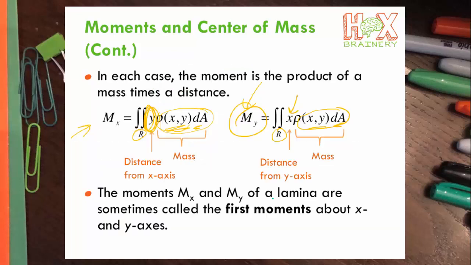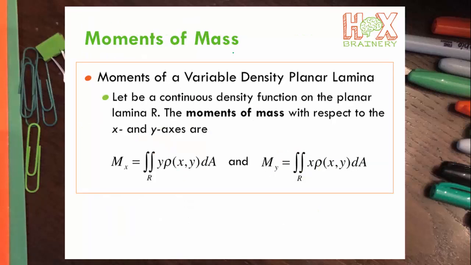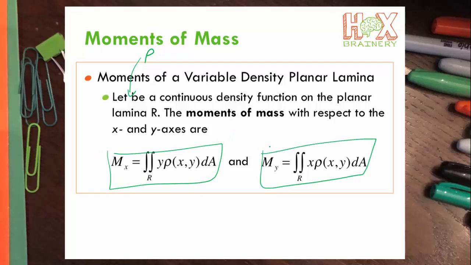distance from the y-axis. Now these moments, m sub x and m sub y of a lamina, are sometimes called the first moments. Oops, I didn't mean to cross that out, I just want to underline that. These are called the first moments about the x and y axis. So, moments of a variable density planar lamina. Let rho be a continuous density function on the planar lamina R. The moments of mass with respect to the x and y axis are given by these here. We're going to use both of these in the next example.